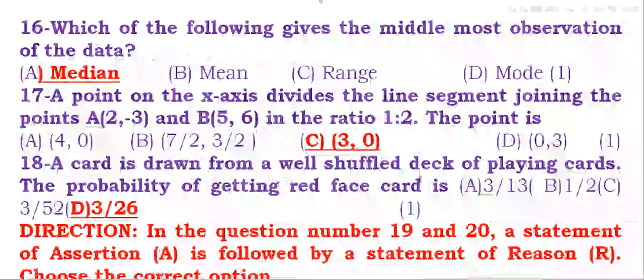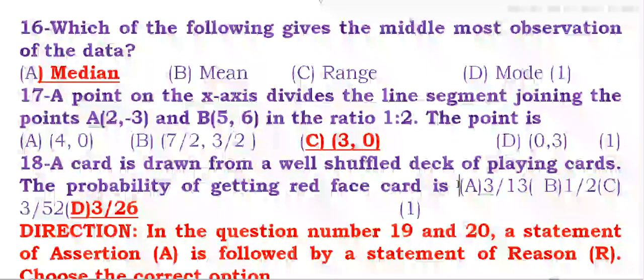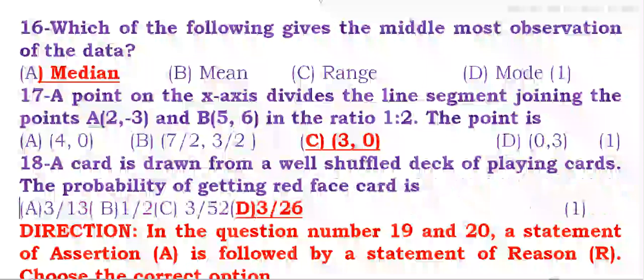A card is drawn from a well shuffled pack of playing cards. Red face card. How many red face cards are there? There are 3 in one suit, and there are 2 red suits. So total red face cards will be 6, and total cards are 52. The probability will be 6 by 52, that is 3 by 26.